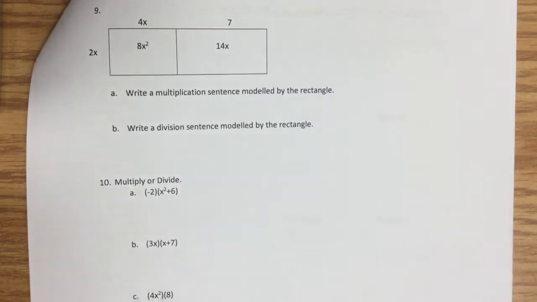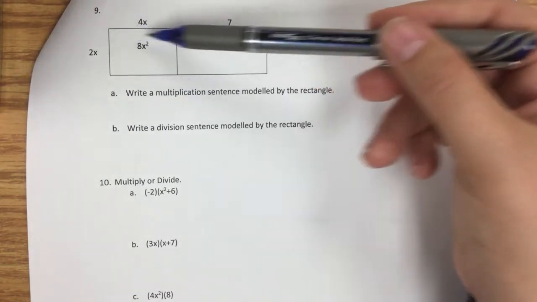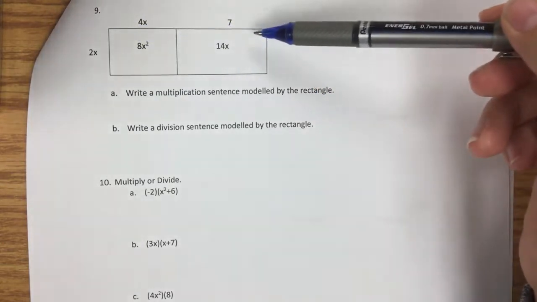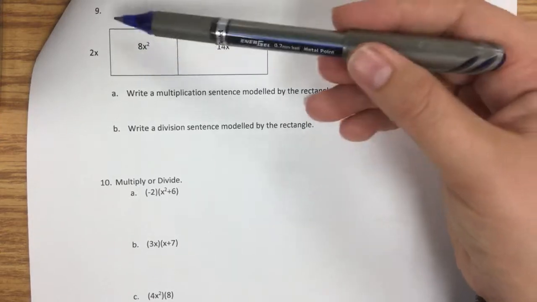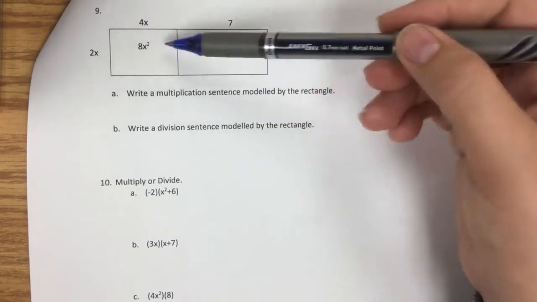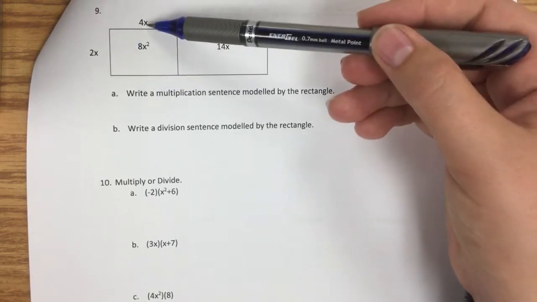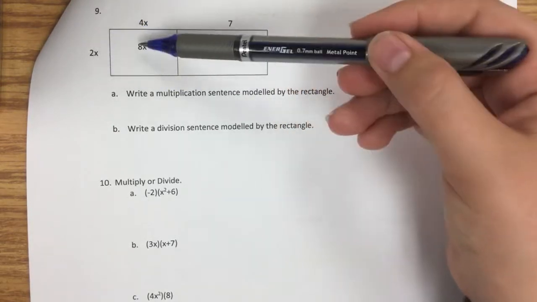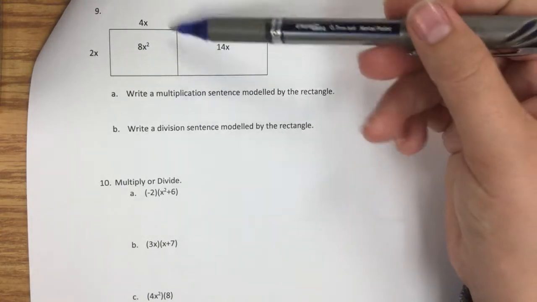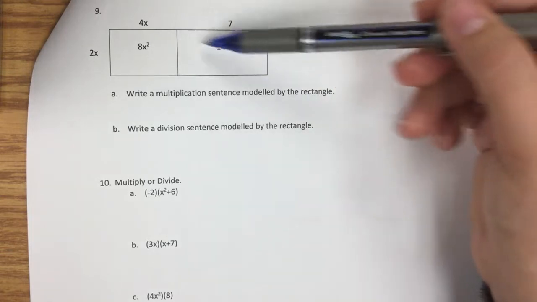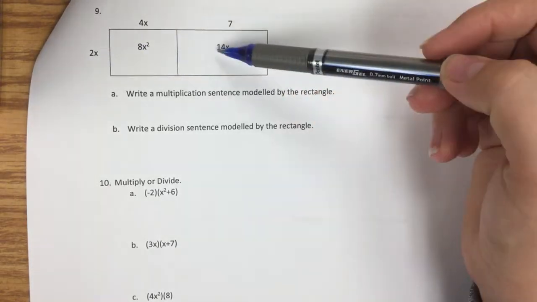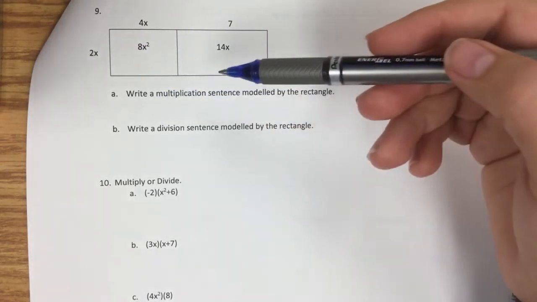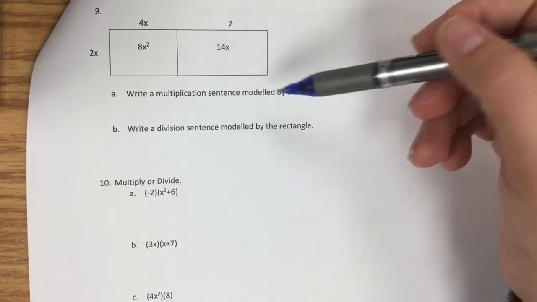Okay, so number 9 draws me a picture. So a rectangle, I see the rectangle has a length that is composed of a 4x and a 7 and a width of 2x, and then inside the rectangles I see the area, which would be length times width. So in the first smaller rectangle, 4x times 2x, 4 times 2 gives me 8. x times x gives me x squared. And then in the larger rectangle here, I see a 7 multiplied with a 2x gives me 14x.